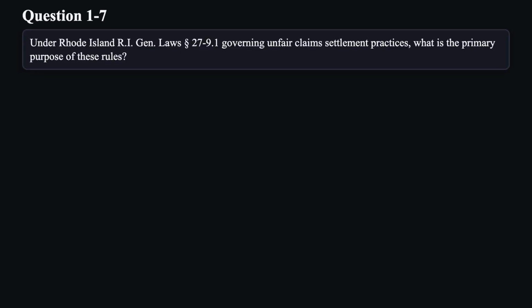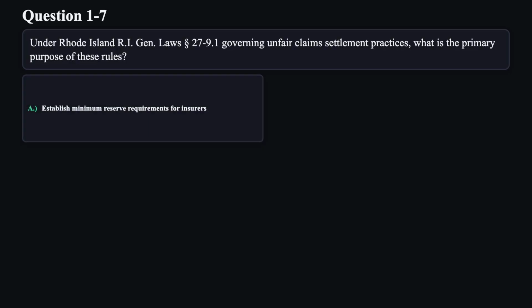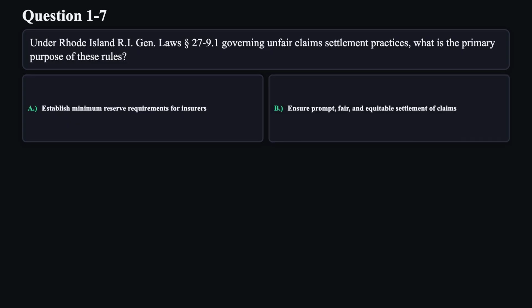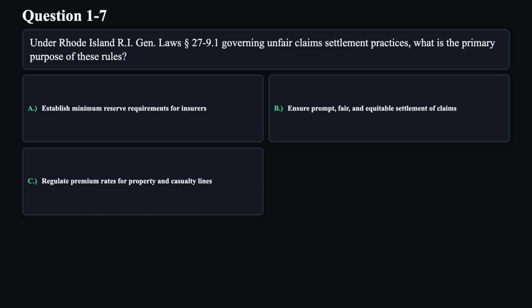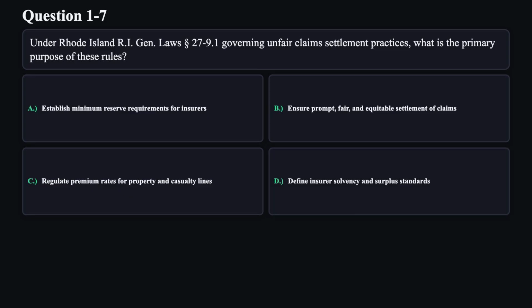Question 7. Under Rhode Island General Laws, Section 27-9, governing unfair claims settlement practices, what is the primary purpose of these rules? A. Establish minimum reserve requirements for insurers. B. Ensure prompt, fair, and equitable settlement of claims. C. Regulate premium rates for property and casualty lines. D. Define insurer solvency and surplus standards.